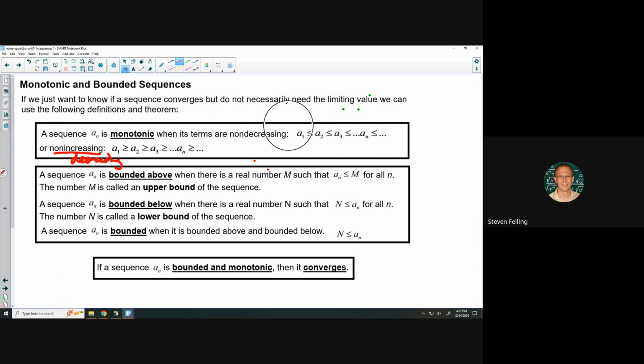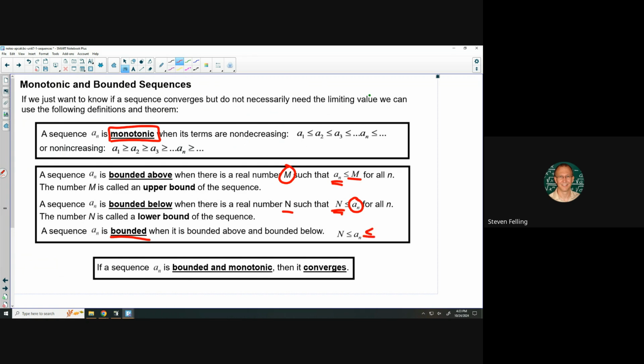So if the function is basically increasing or decreasing, but not both, then we can say the function is monotonic. And then there's this rule that says a sequence is considered bounded above if there is a number such that all the terms in the series are below that number. And it's considered bounded below if there is a number such that all the terms of the series are above some number. And it's considered bounded when it's bounded both above and below.